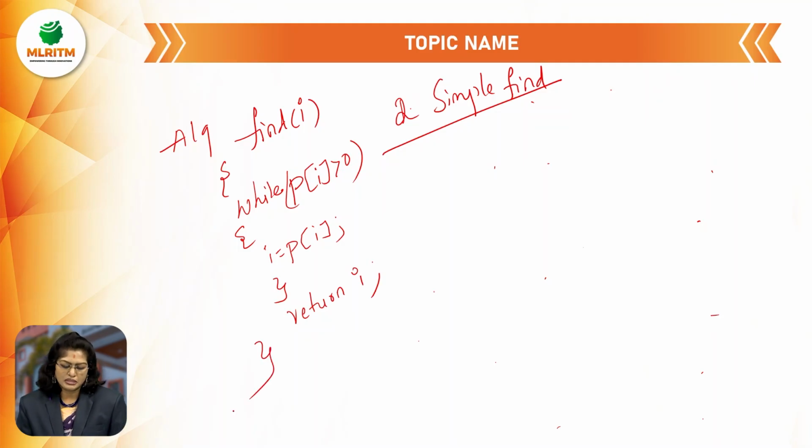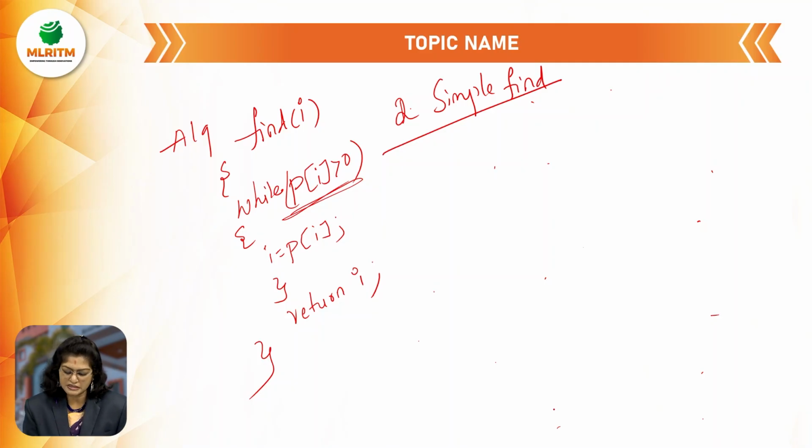So this is a simple find algorithm. What is that? Find of I: while P of I is greater than 0, this is the important point, then it moves to I equals P of I, otherwise return the element. Alright, so this comes under the simple find operation.